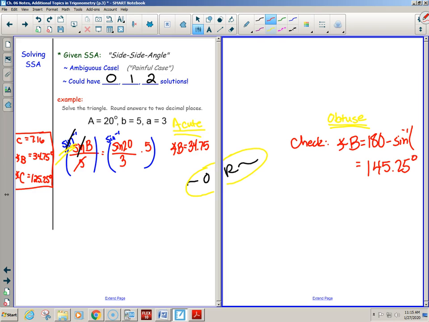But hold on, pause. How do you know if this makes a second triangle or not? We have to compare to the given. And guys, what angle was given over there? Does 145 plus 20 leave space for a third angle? Yes. There were 2 solutions in this.